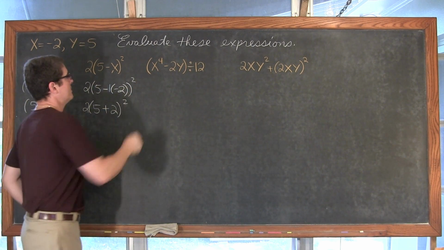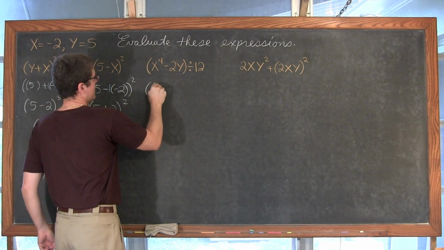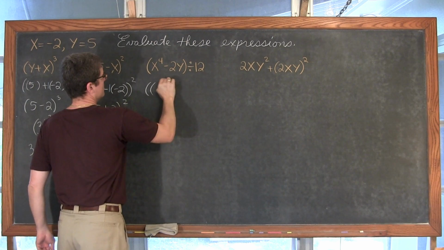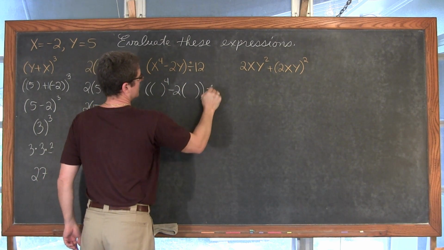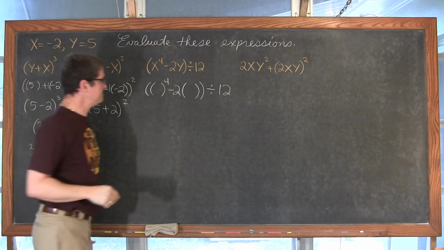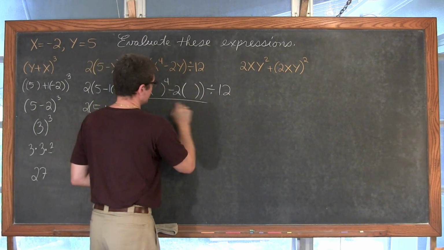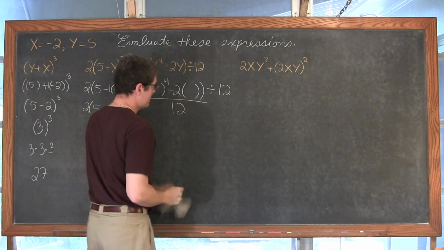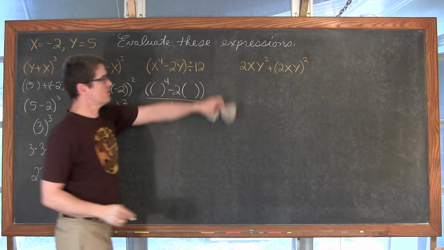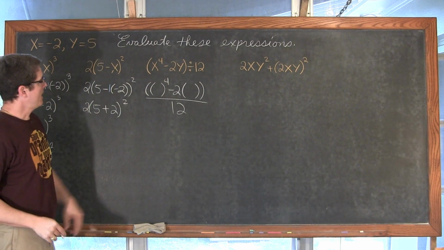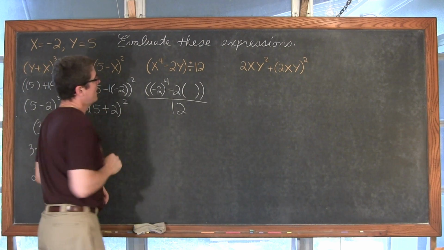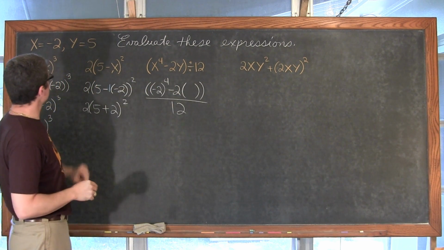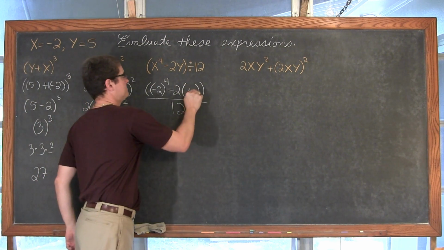Over here we have parentheses for the x to the 4th power minus 2 times y divided by 12. Or you could write that as divided by 12. Either way is fine. Show your work the way your teacher likes. And the x is going to be negative 2, and our y is going to be equal to 5.